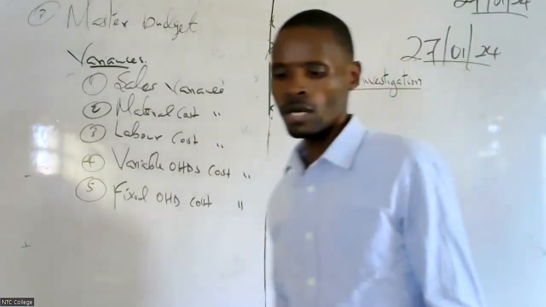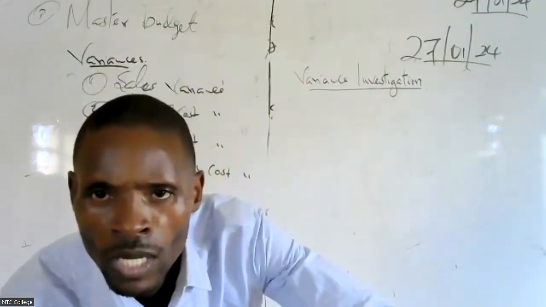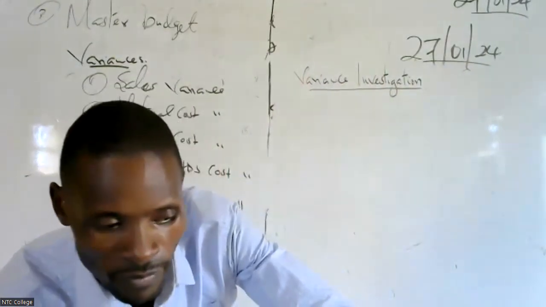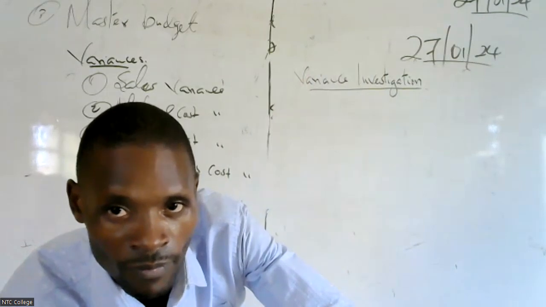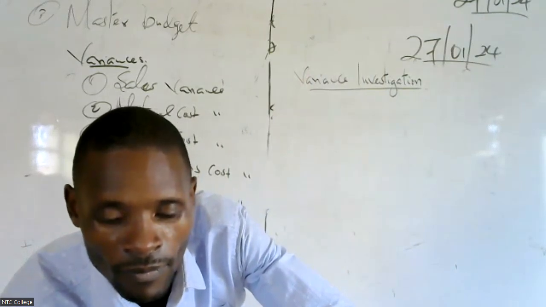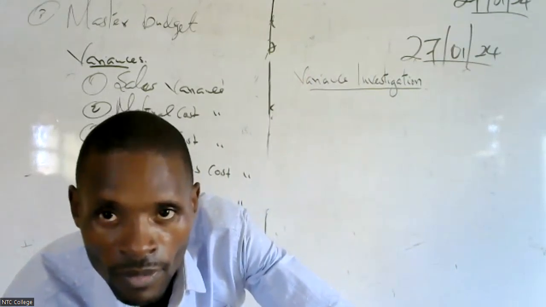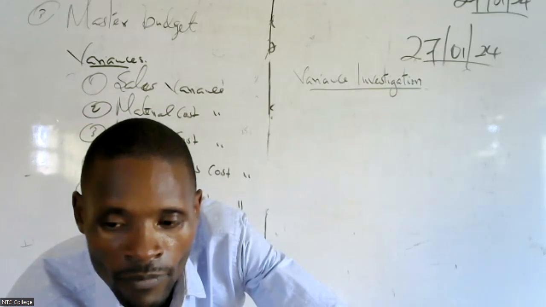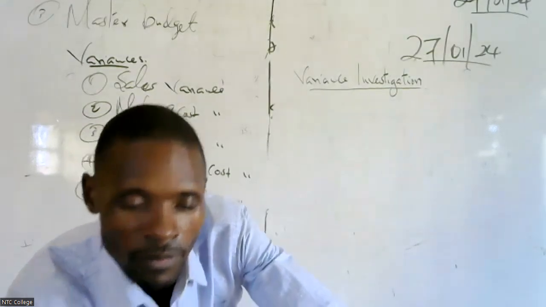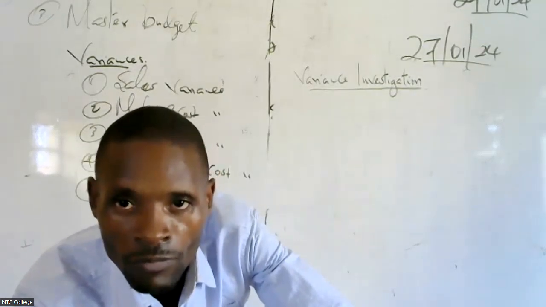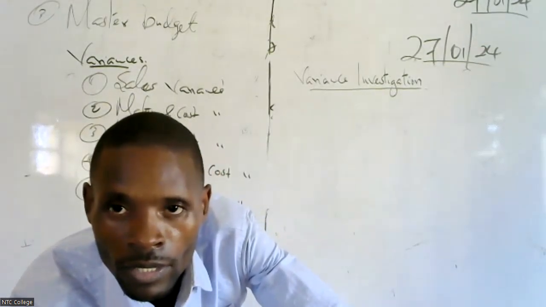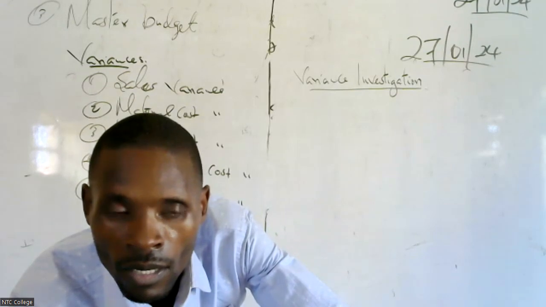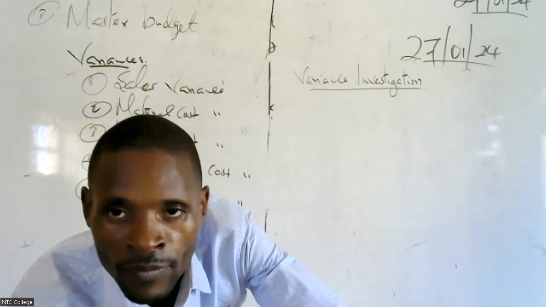Deritu, Henry, how are you? Hello, Henry. I can see you have joined. Henry, are you able to get me?